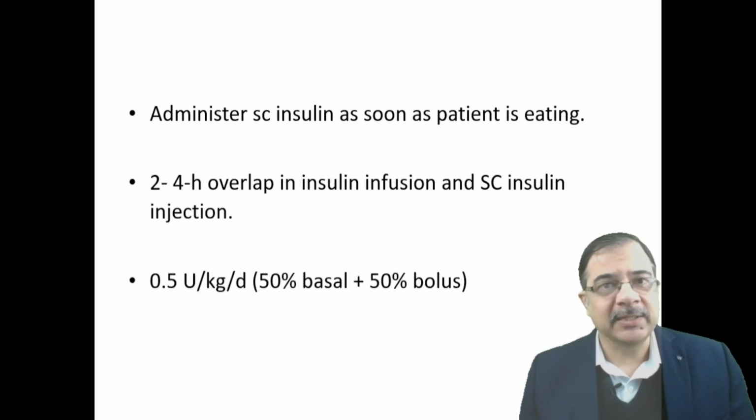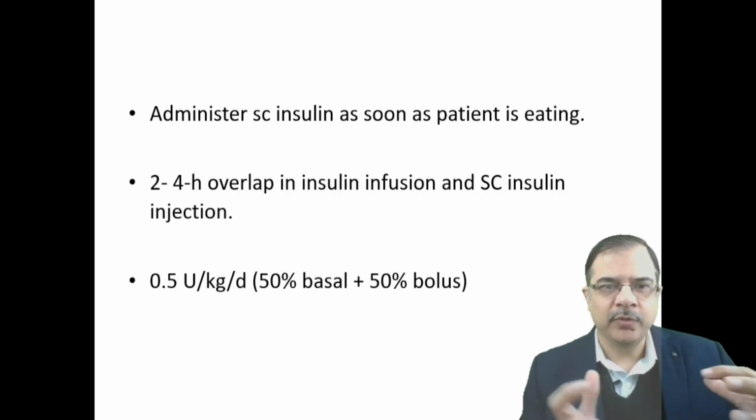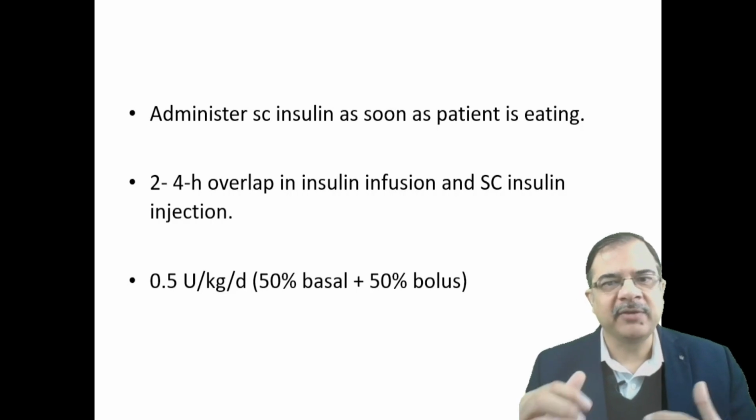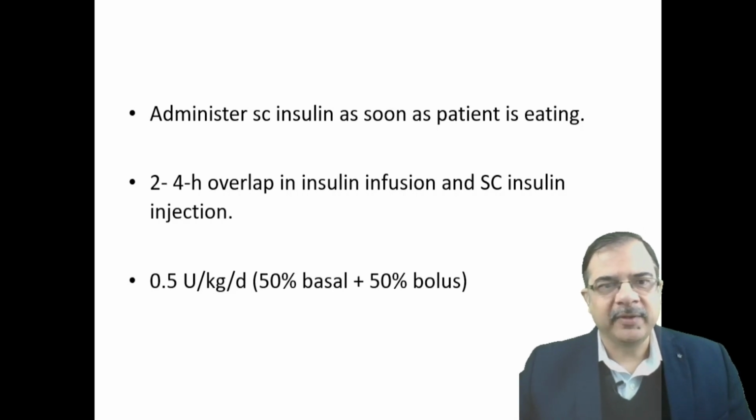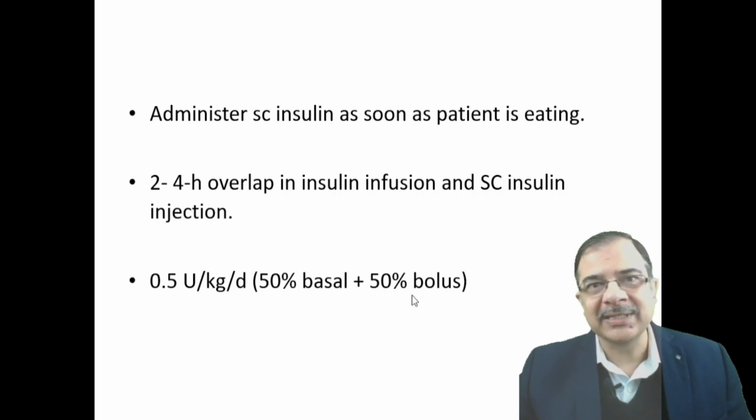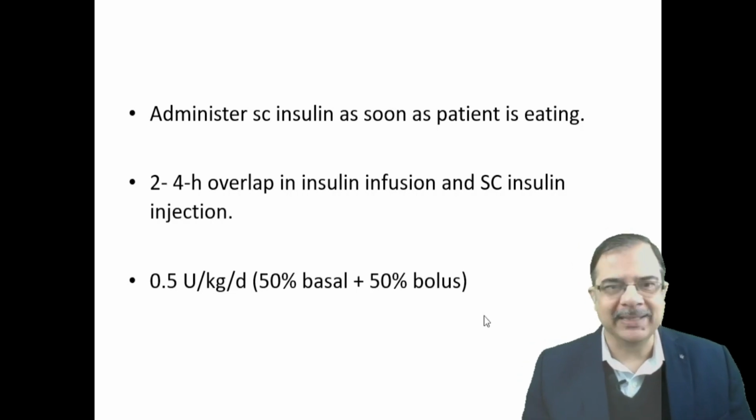Now, how will the insulin be given subcutaneously? We will give 0.5 units per kg per day. That will be divided into 50% basal dose, that is a long-acting insulin, and 50% bolus, divided in 3 meals. So, for example, if the patient's body weight was 60 kgs, the total dose will come out to be 30 units. So 50% means 15 units will be given as a basal dose, and 15 units will be given as bolus in 3 divided doses, like 5 units before breakfast, 5 units before lunch, and 5 units before dinner.